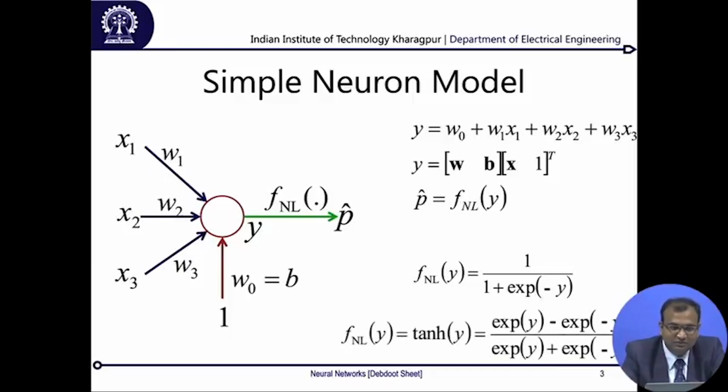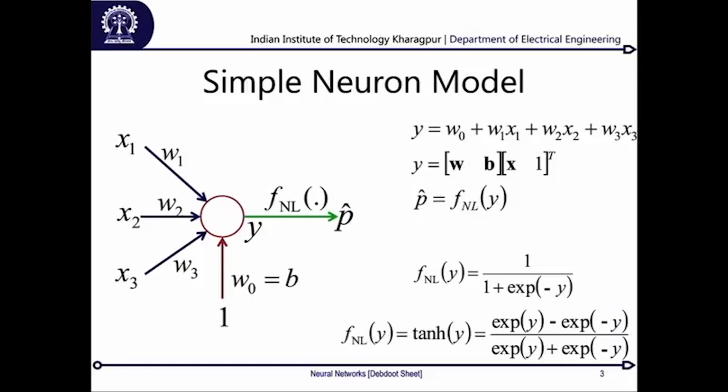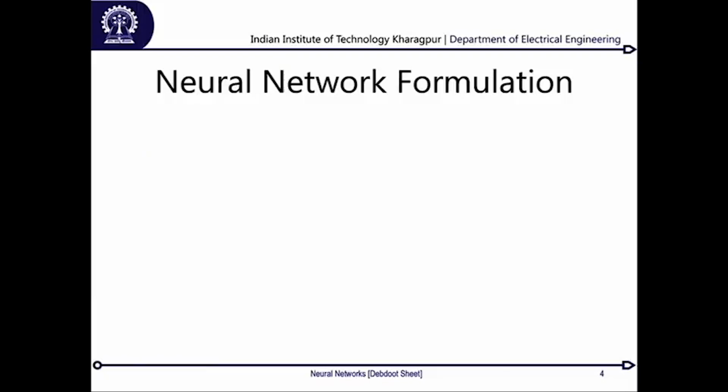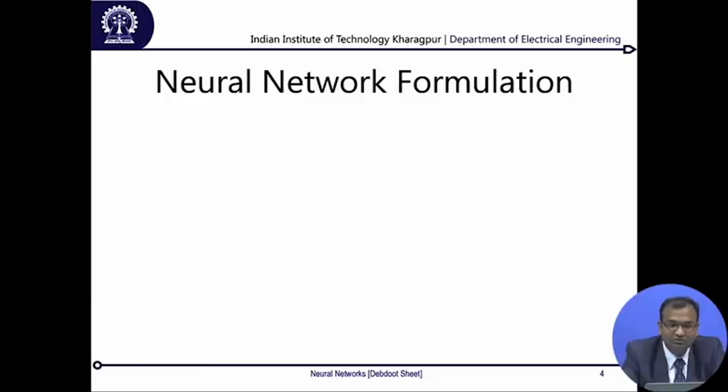Similarly, there is another famous function which is called tan hyperbolic, and this also has a similar bound, except it's not bounded in the range of 0 to 1, but in the range of minus 1 to plus 1. So these are certain kinds of nonlinear functions which we use so that our responses always remain bounded. Now from there, let's look into how we can formulate a whole network using these kinds of neuron models.